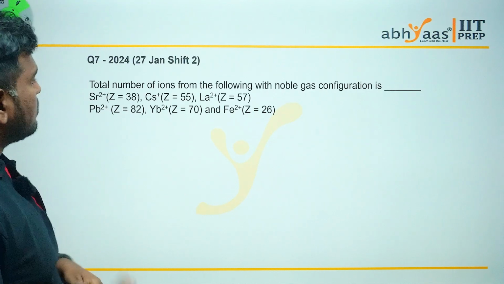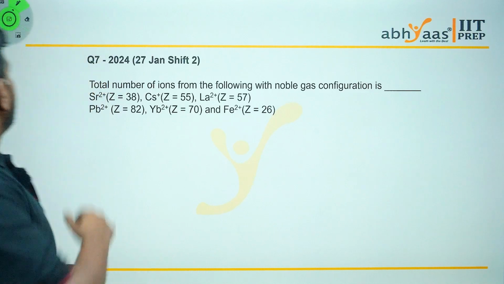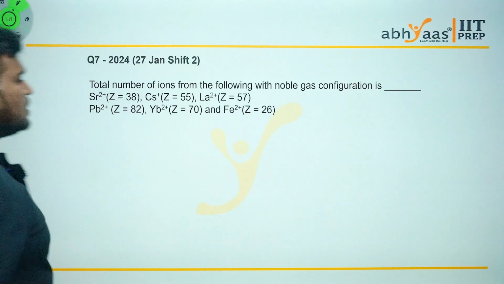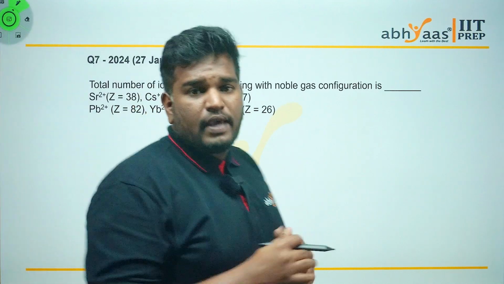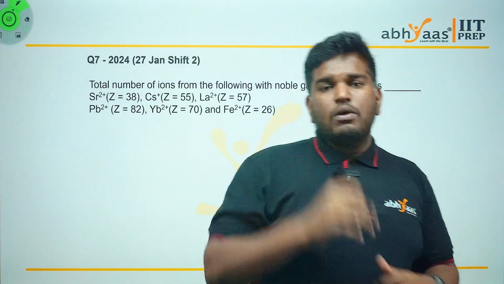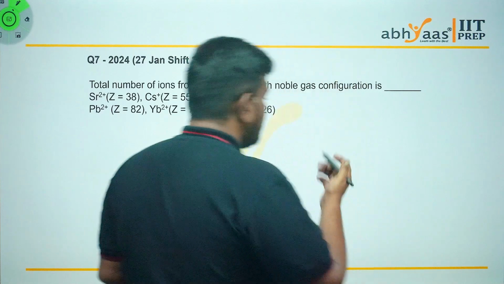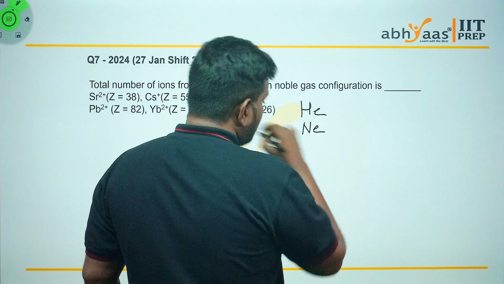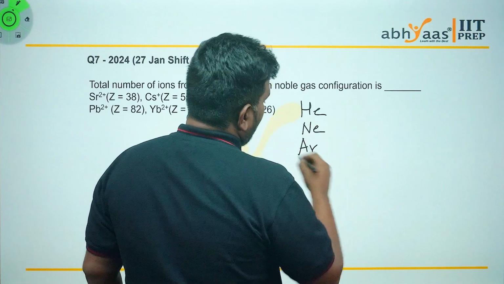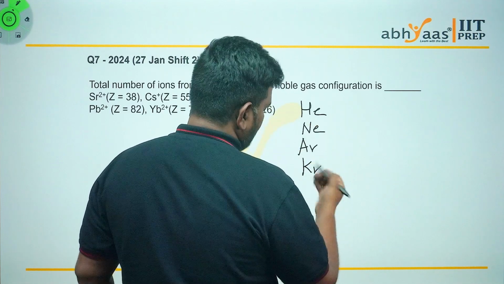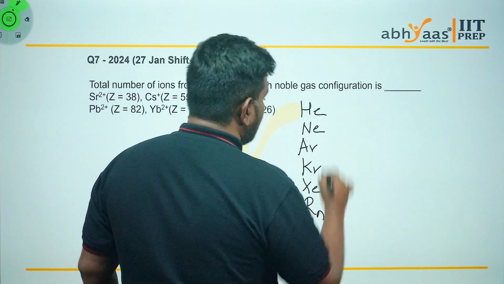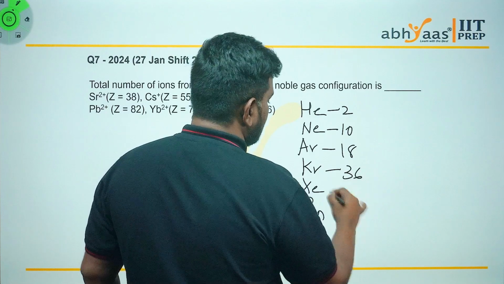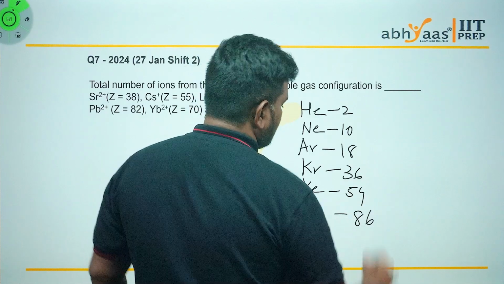The total number of ions from the following with noble gas configuration. Again, it is a question related to the electronic configuration. And for this question, obviously, we have to know what the noble gas configurations are. So again, I will be writing that list. You have helium, neon, argon, krypton, xenon, radon, right? So helium 2, neon 10, argon 18, krypton 36, 54, 86, right?